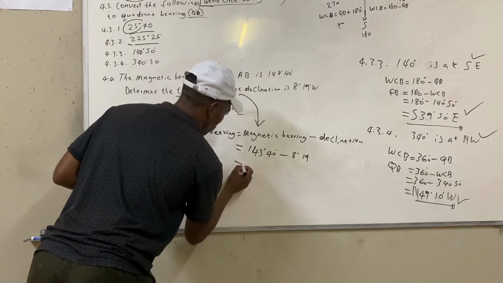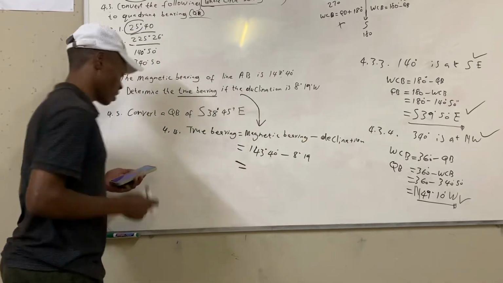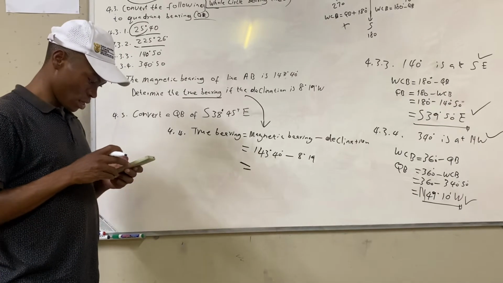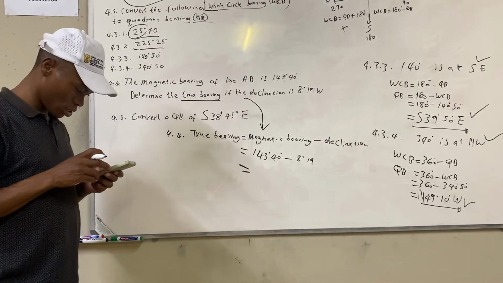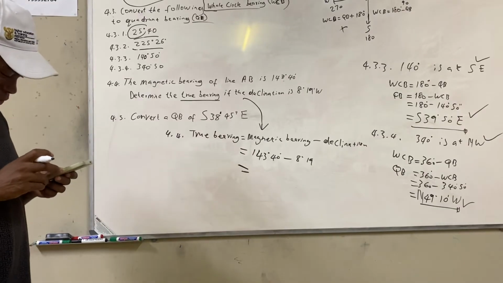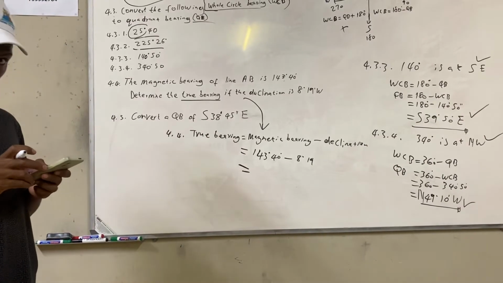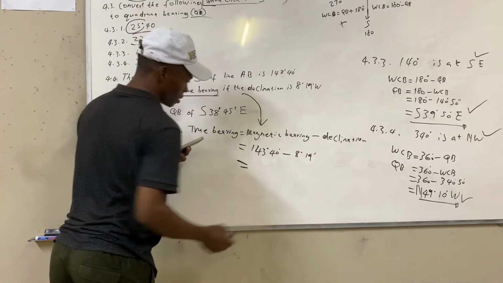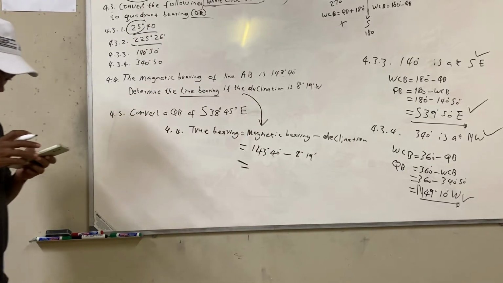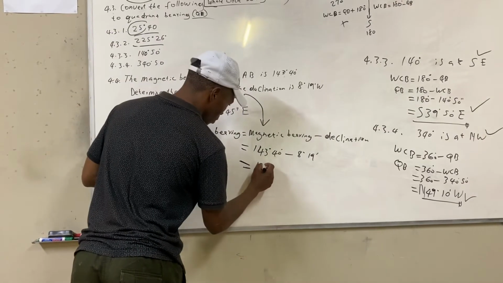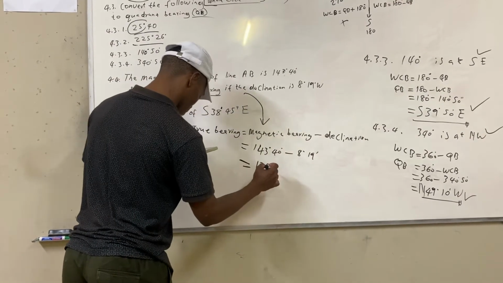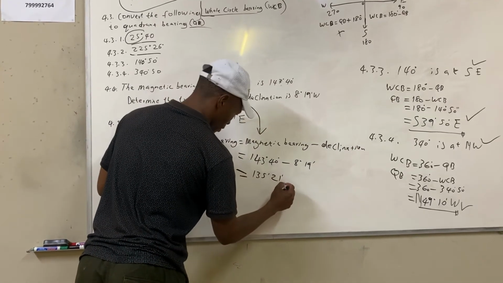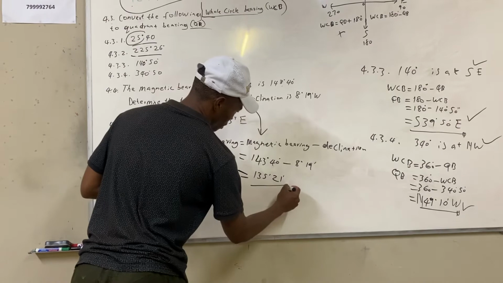Don't forget to punch the degrees key to get the degrees. So let me do it fast. It's going to be 143 degrees 40 minutes, subtract 88 degrees, and what? 90 seconds. So it's going to be 135 degrees and 21 minutes. Yes, this is the answer for what?